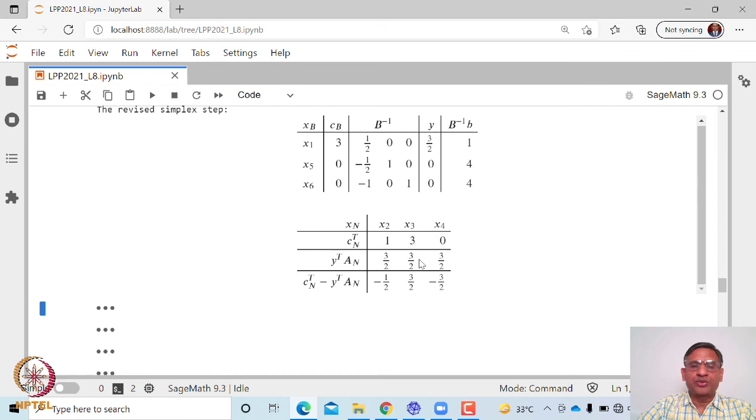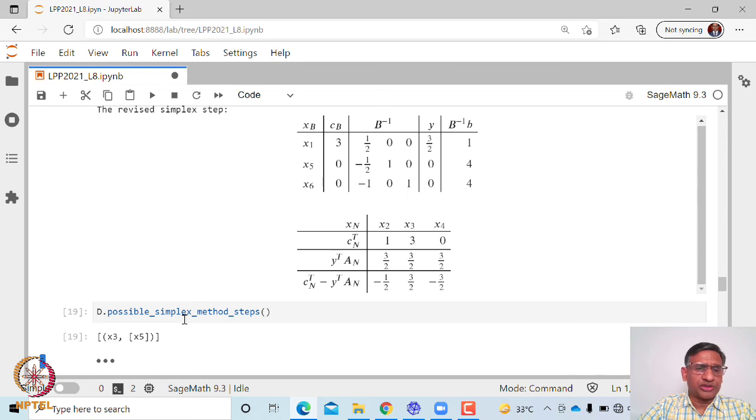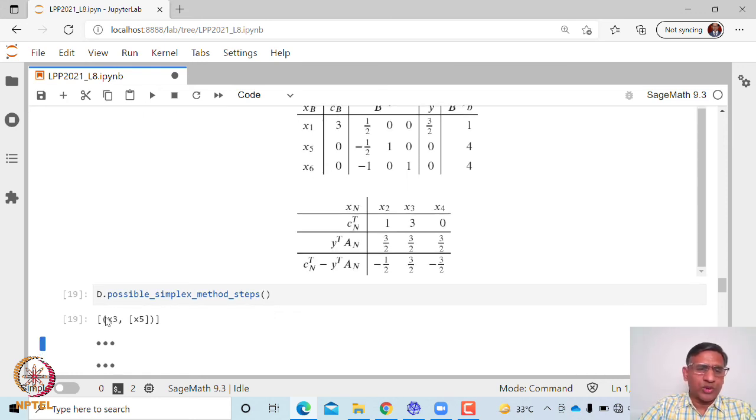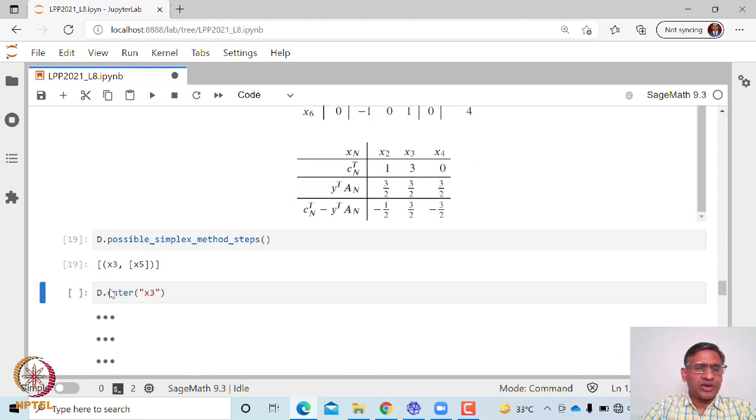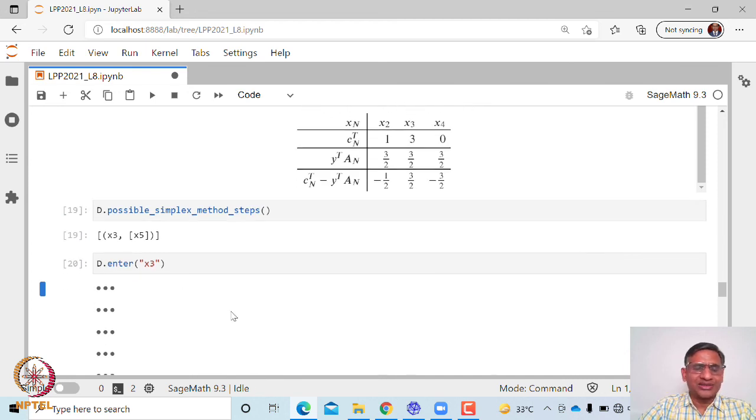Therefore now again we have to decide which is incoming and outgoing. So in this case, we can say x3 is incoming, there is only one positive. We can of course find out possible simplex method steps. In this case there is only one, namely x3. So x3 is incoming. So we will say d dot enter x3. So x3 is the entering variable, and then we will decide what are the ratios.